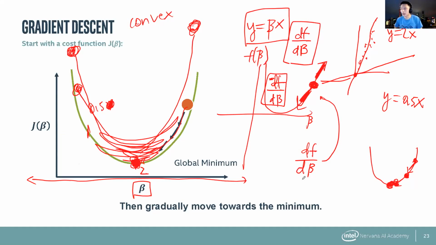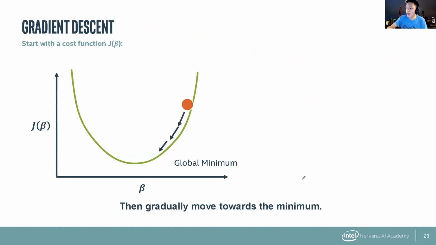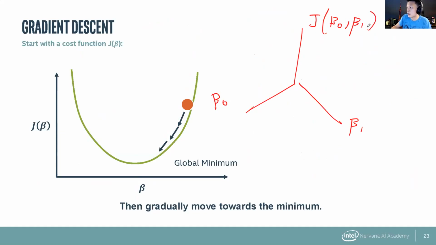So let me try to establish some better intuition for this. This is the 1D case. What if you had a 2D case, right? Because if we have beta 0 and beta 1, and this is the loss with respect to beta 0 and beta 1, does anyone want to tell me what I've drawn here? This is a loss function for what type of problem? Does anyone want to contribute an idea?